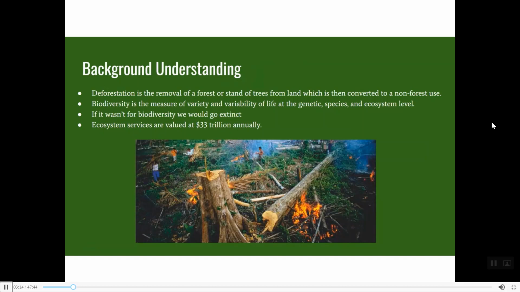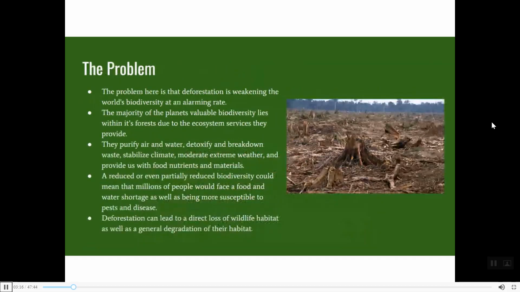So I'm going to move on to the problem. The problem here is that deforestation is weakening the world's biodiversity at an alarming rate. The majority of the planet's valuable biodiversity lies within its forests. These diverse forests are so valuable due to the ecosystem services which they provide. They purify air and water, they detoxify and break down waste, they stabilize the climate, they moderate extreme weather, and they provide us with food, nutrients, and materials.